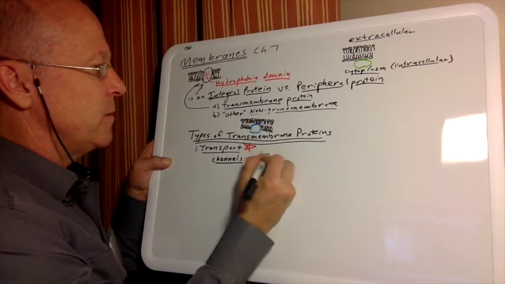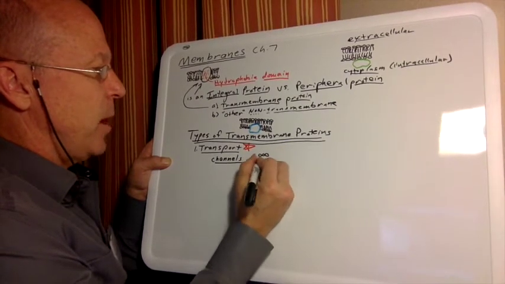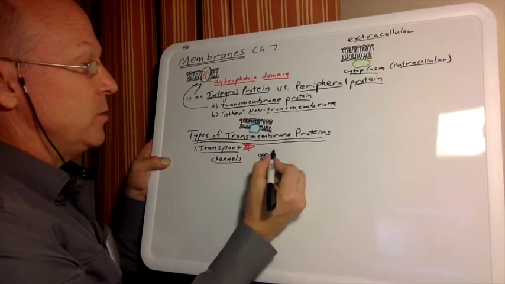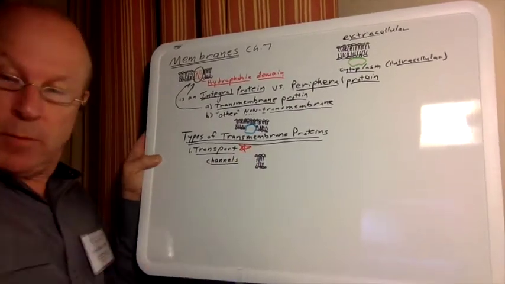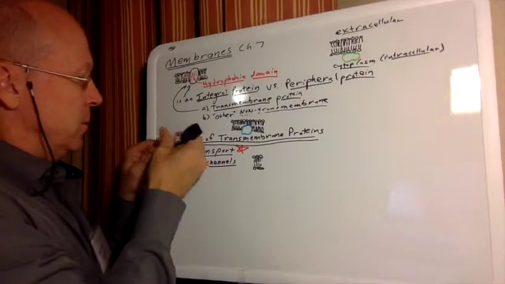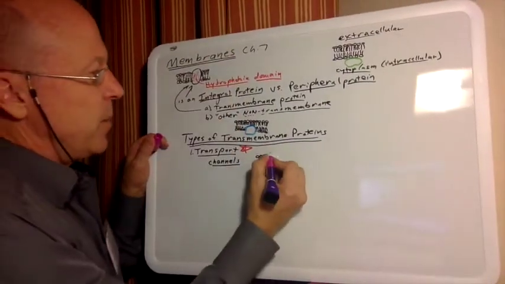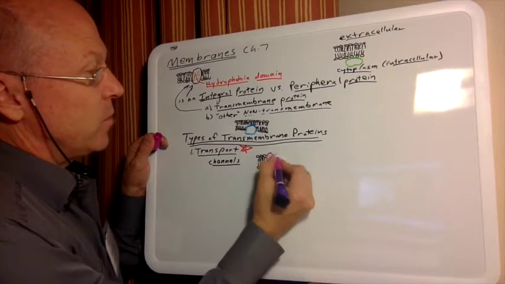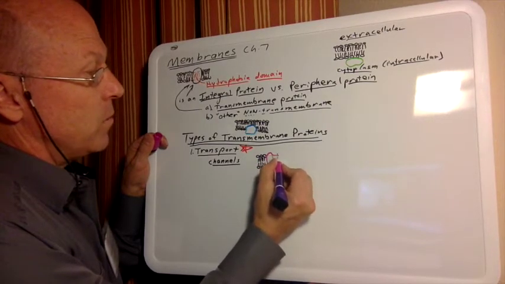Channels will look like this. Phospholipid bilayer, as always. Transmembrane protein. Should probably keep up with the colors here. Transmembrane protein coming all the way through. I'm going to draw this so you can see that there's a hole that goes all the way through it.